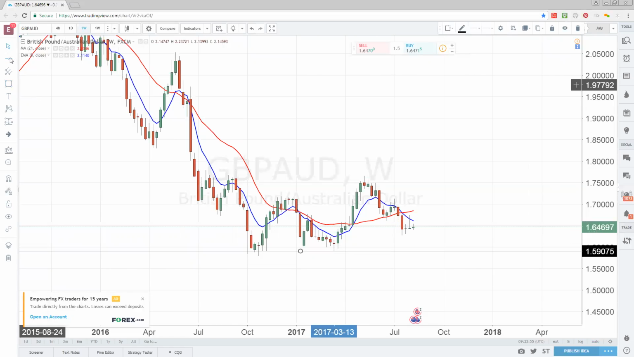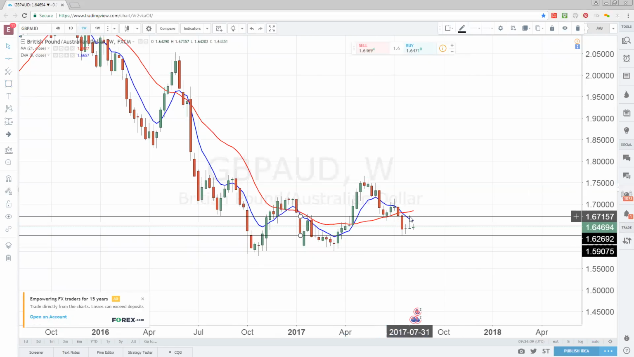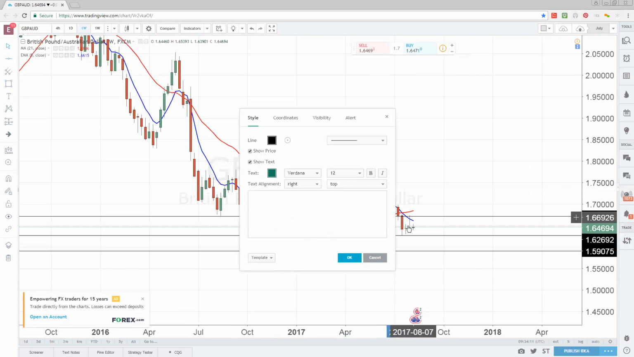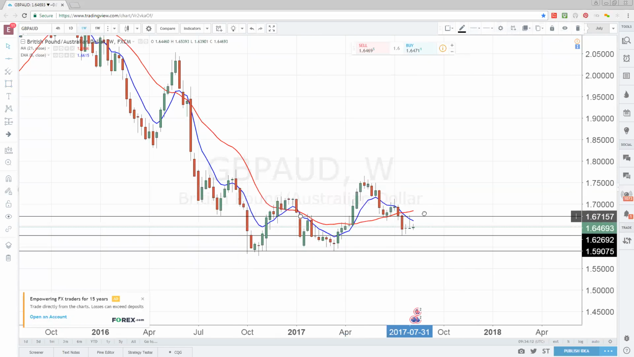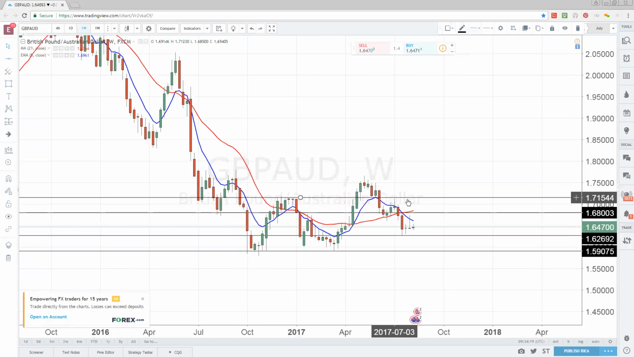Week. Just pay attention to what I'm doing. You're going to do the same thing. These are all levels of support and resistance. Right? See, I placed it on top of this wick.